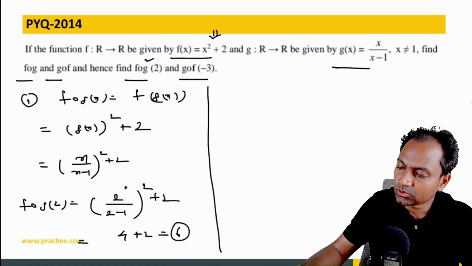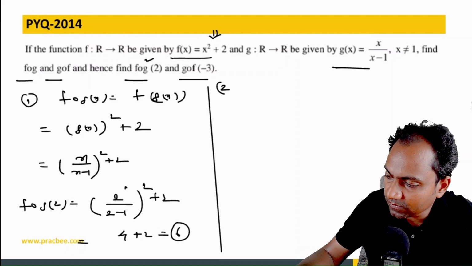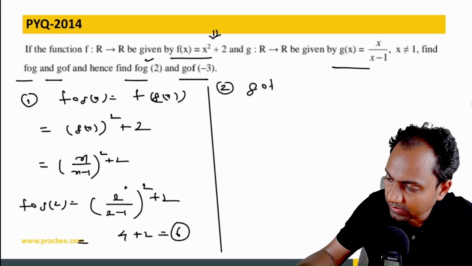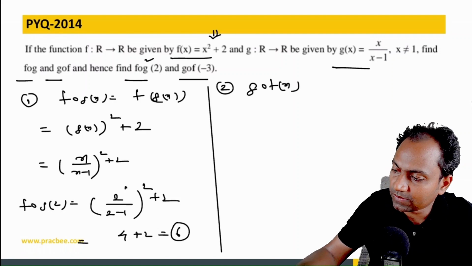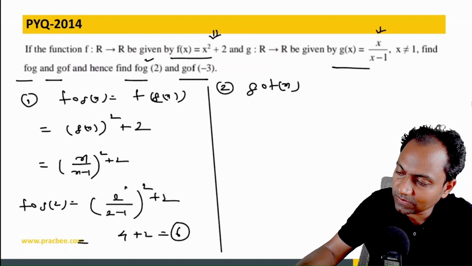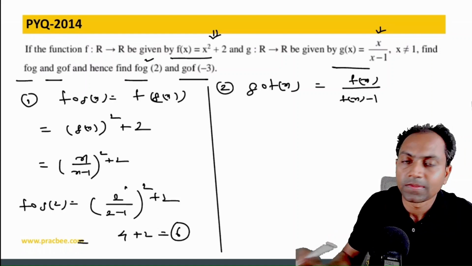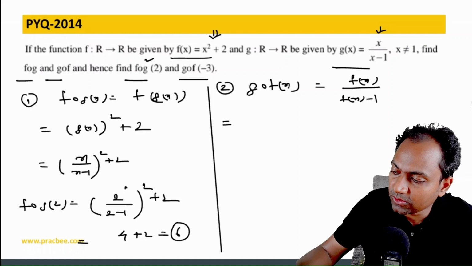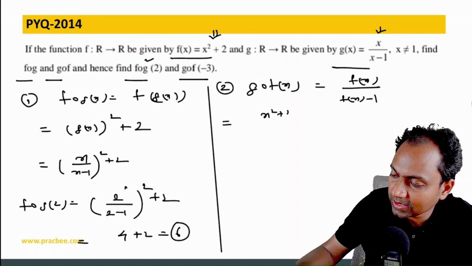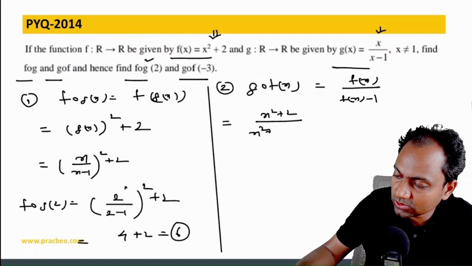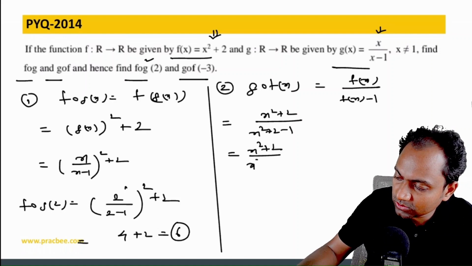Now let us do the opposite process. In the second part, what they're asking is g of f(x). So now in this function g(x), in place of x, we will write f(x), because that is what we have done. Once we have got this, let us put the value of f(x). So it is nothing but x square plus 2. This is x square plus 2 minus 1. So the answer becomes x square plus 2 by x square plus 1.